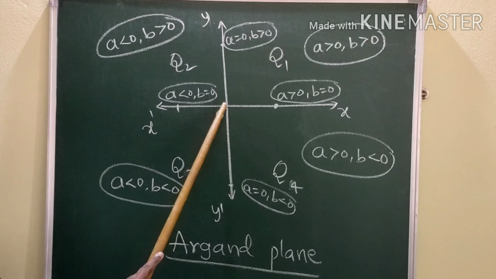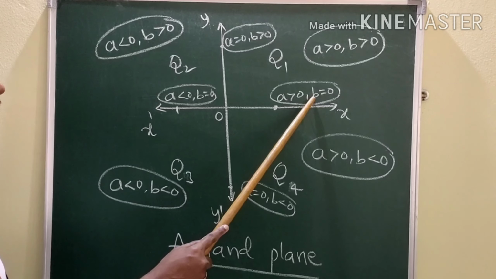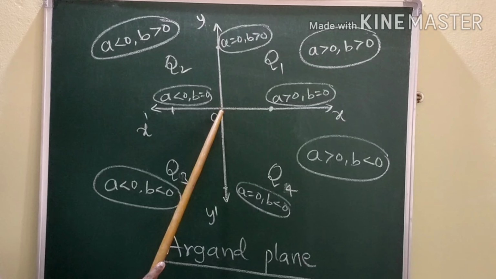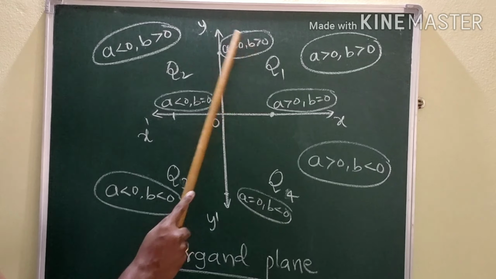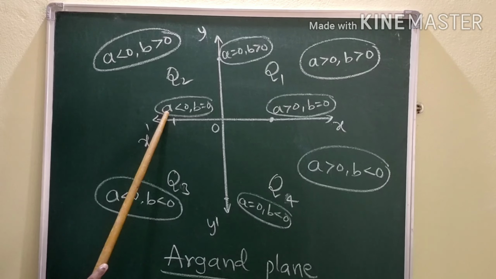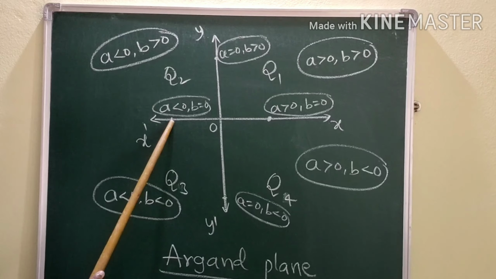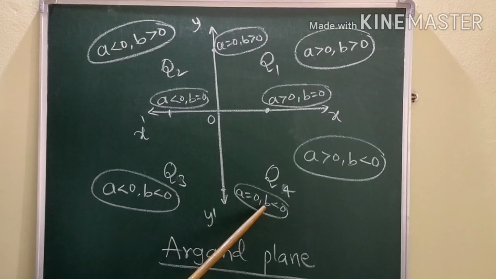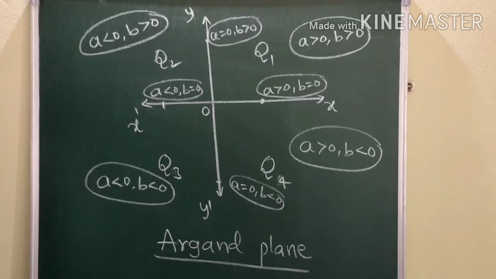Also, if a is positive and b is equal to 0, this point lies on the positive x-axis. Similarly, if a is equal to 0 and b is positive, the point lies on the positive y-axis. When a is negative and b is equal to 0, the point lies on the negative x-axis. And finally, if a is equal to 0 and b is negative, that point lies on the negative y-axis.